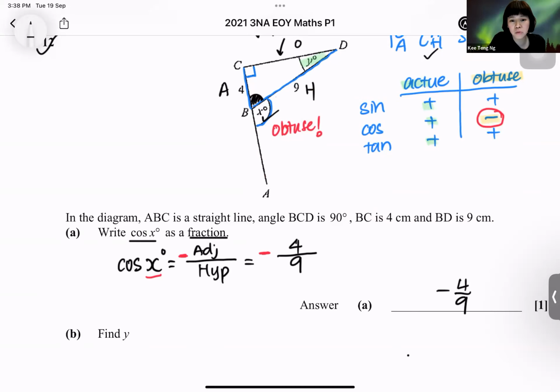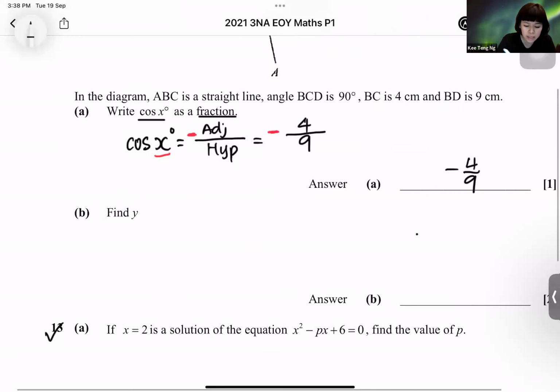Have you gotten the answer? Anyone remember to put the negative sign? Very good. Those who put 4 over 9, okay, forgotten the negative sign. Even worse, anyone went to cos inverse and find the angle? They didn't say to find the angle, so please read the question. Okay, next one. They ask you to find y.